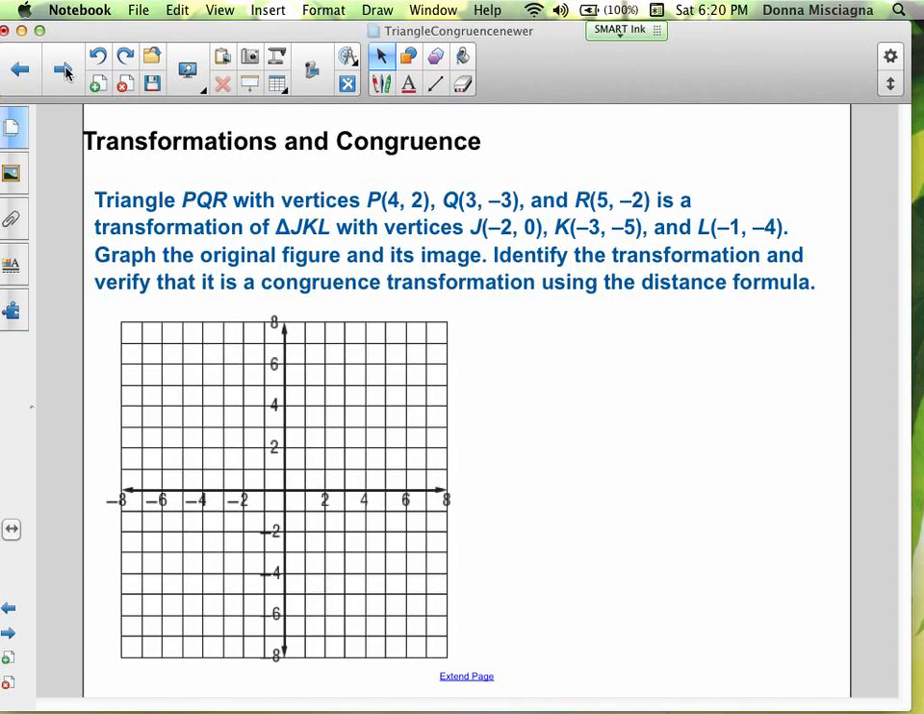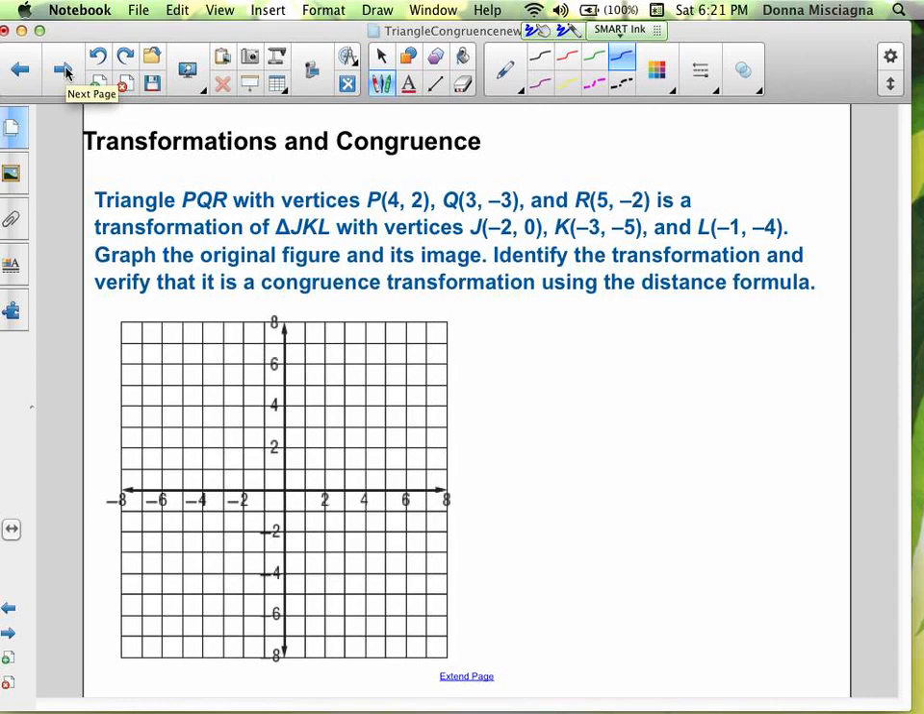So here we're using lots of stuff you've learned. We're using transformations. We're going to be writing a rule for that. And then we're going to be using the distance formula to show that all our sides are congruent. In a later lesson, you'll learn why that would actually prove your triangles congruent. In this one, we're just going to be showing that the sides are congruent and defining the congruence transformation. All right, so let's graph our two triangles here.